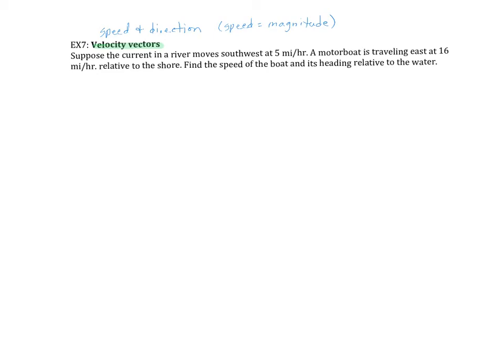In example 7, we're going to suppose the current in a river moves southwest at 5 miles per hour. We have a motorboat that's traveling east at 16 miles per hour relative to the shore. Find the speed of the boat and its heading relative to the water.